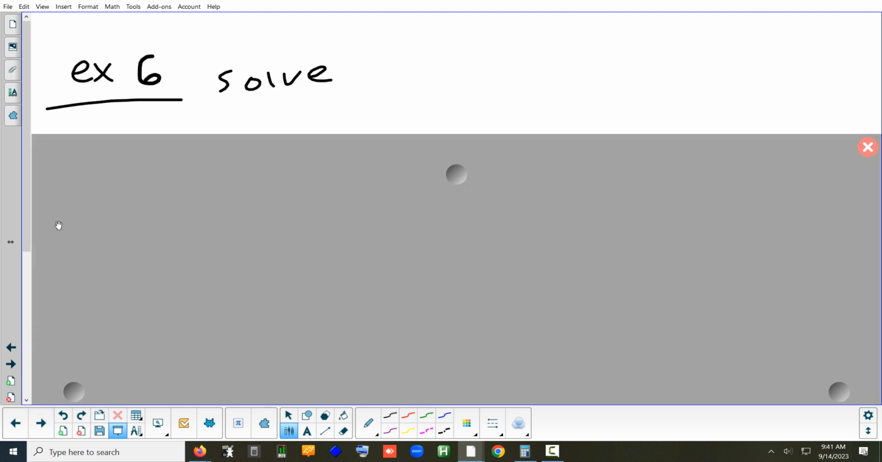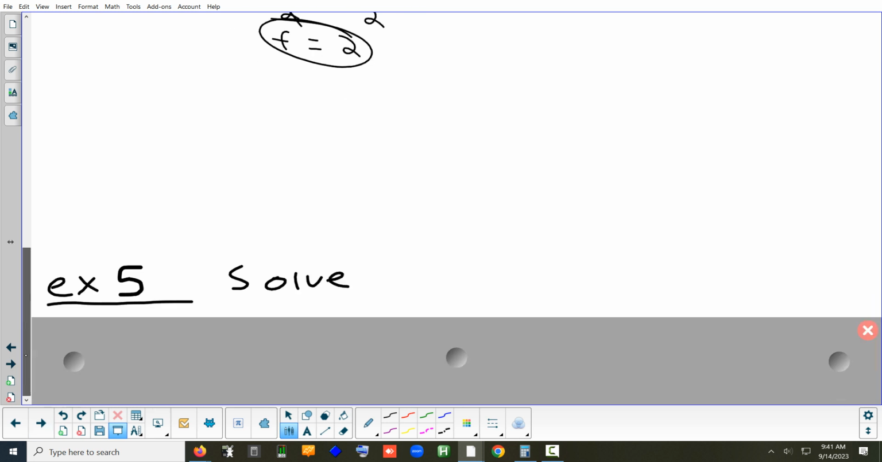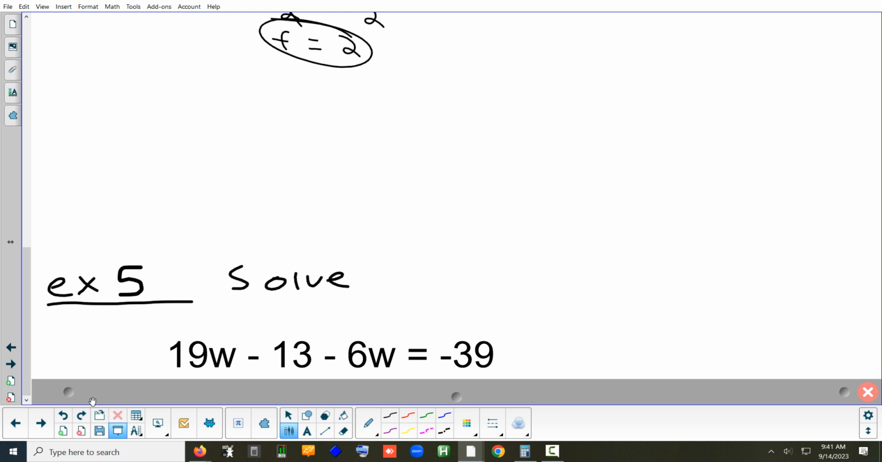I think example 5 is very similar. If it is similar, okay, yeah, it's pretty similar, so I'm going to skip that for now and do example 6 because that one's a little different. Then if we have time, I'll let you go back and try example 5 on your own. It's exactly like example 4 and example 1.